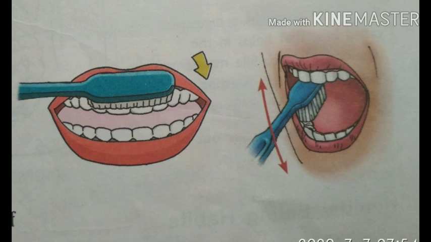If this cavity reaches your pulp, the inner part of your tooth, then your tooth starts paining and it results in bad breath, toothache and indigestion. So what you have to do to take care of your teeth? There are certain ways to protect your teeth.